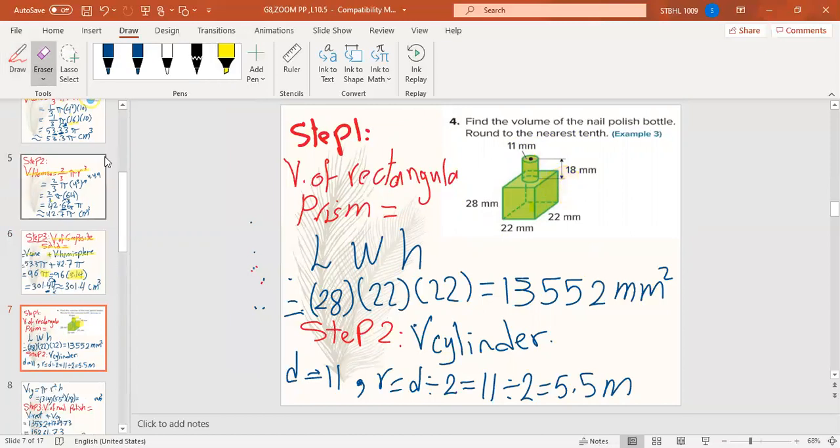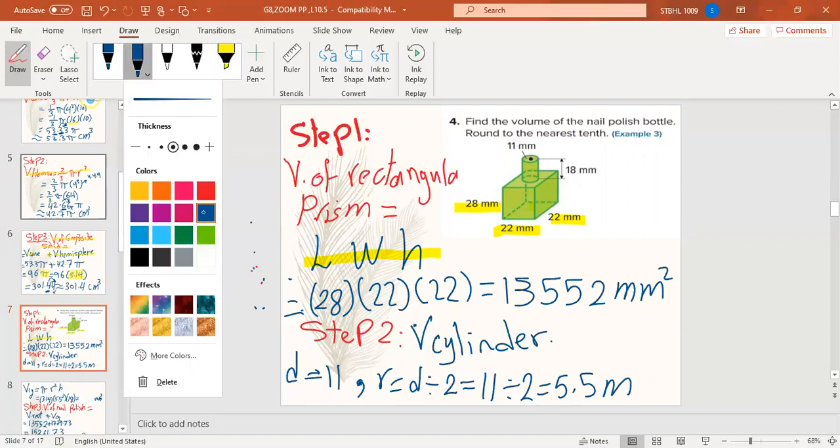equals length times width times height. Here is the length, 28 times 22 millimeter times 22, which is 13,552 cubic millimeter.